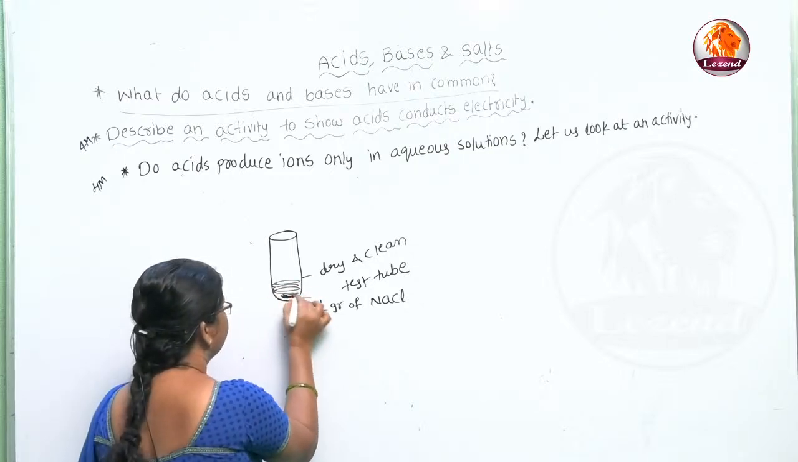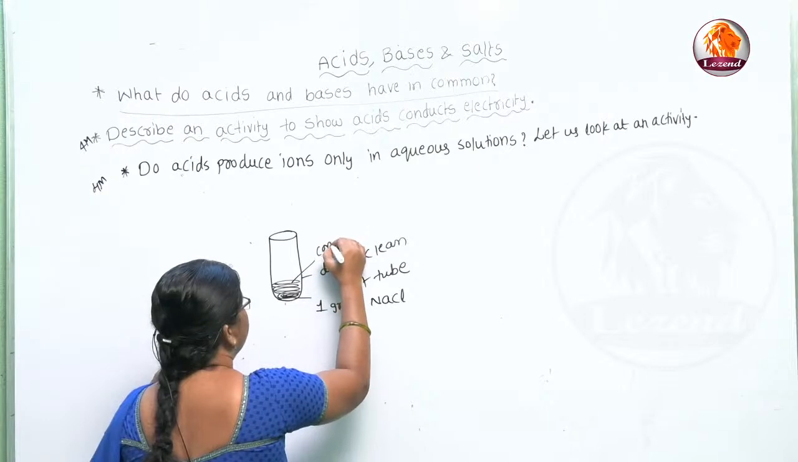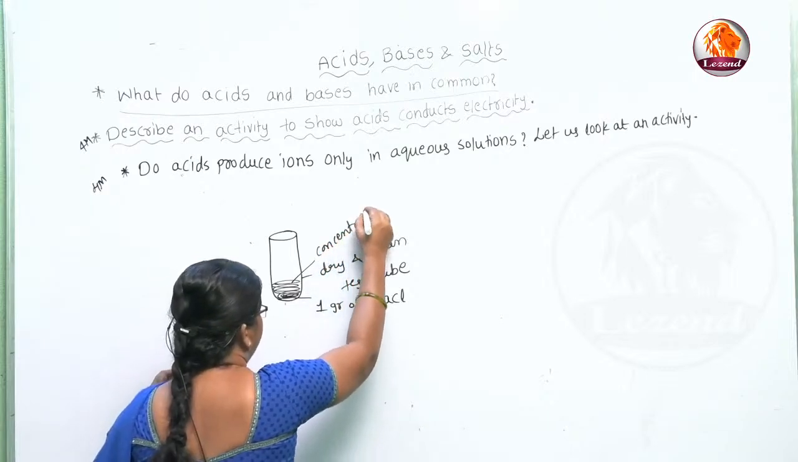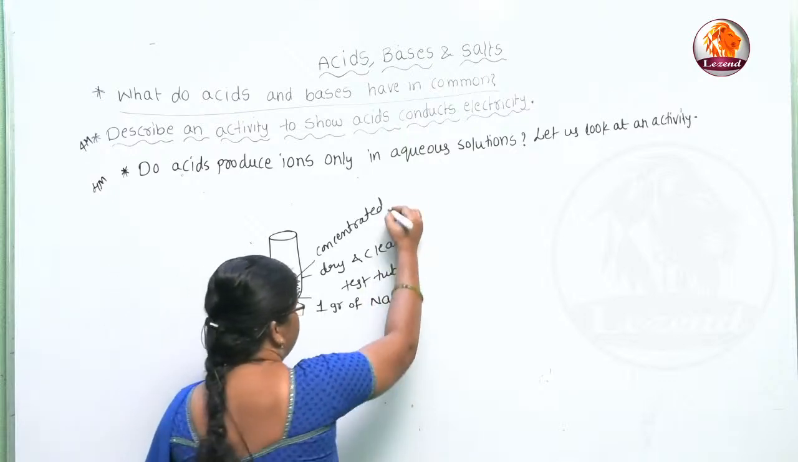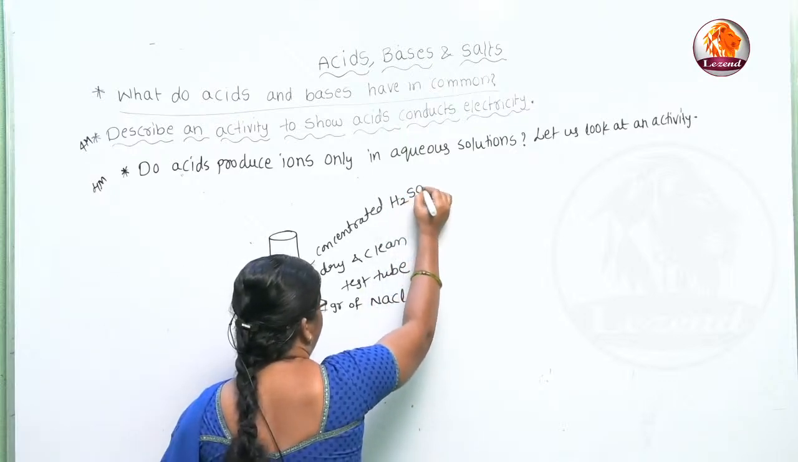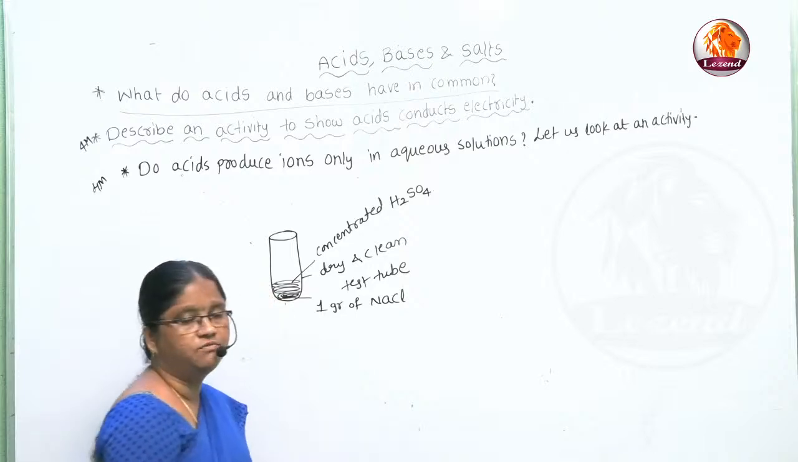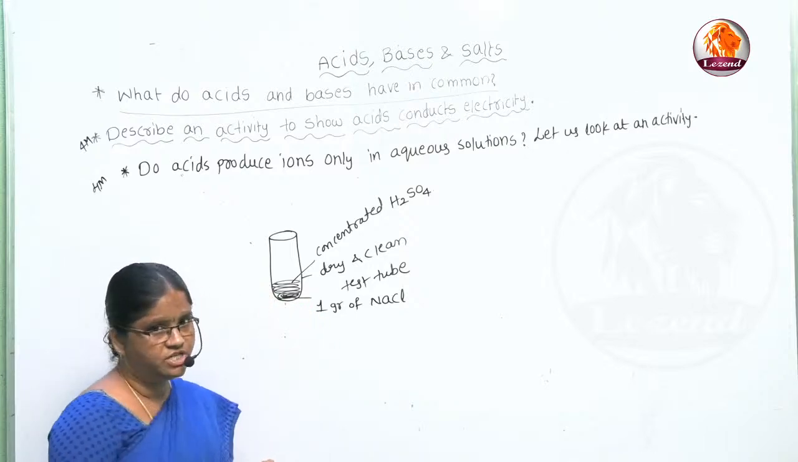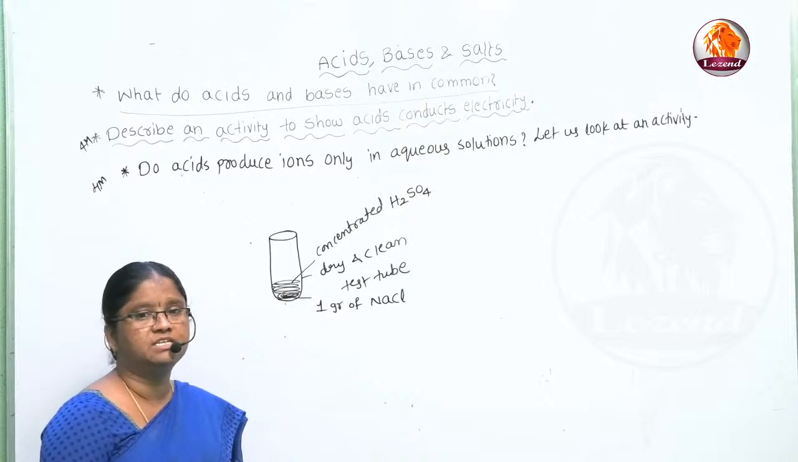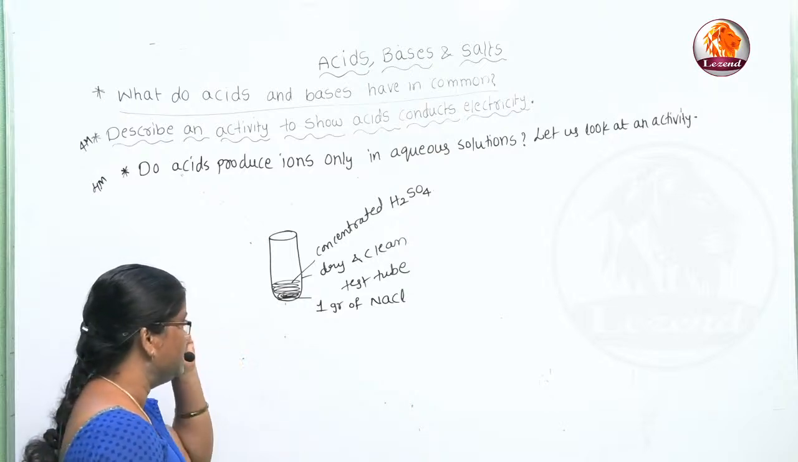We take 1 gram of sodium chloride in a dry and clean test tube, and we have to add concentrated sulfuric acid, not diluted, not mixed with water. We add concentrated sulfuric acid to the 1 gram of sodium chloride in the test tube. Which kind of test tube do we consider here to do this activity? A dry and clean test tube.